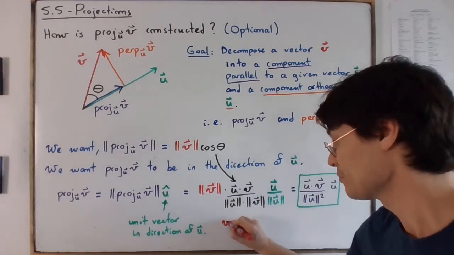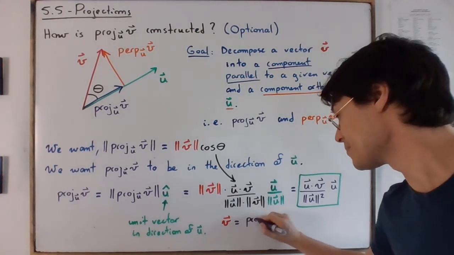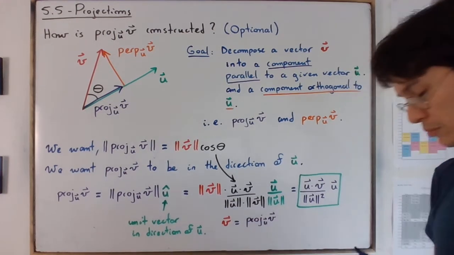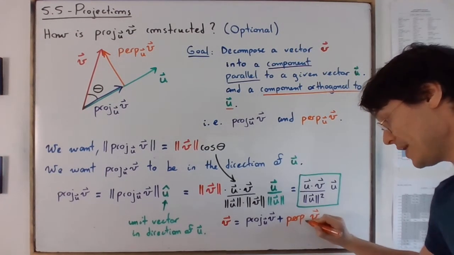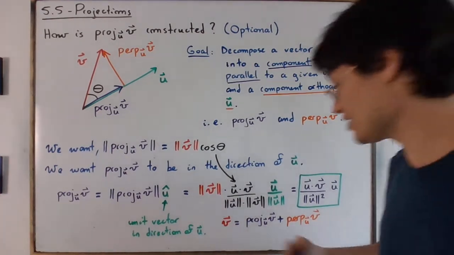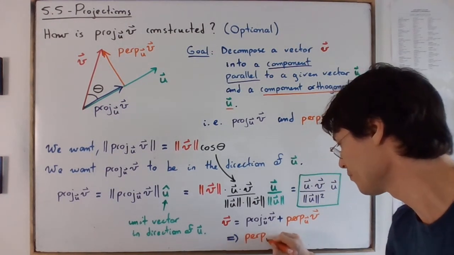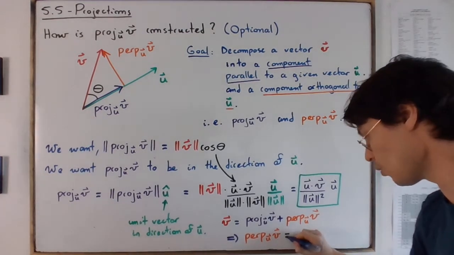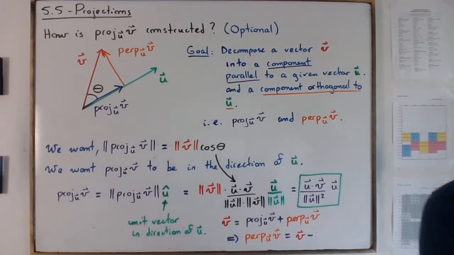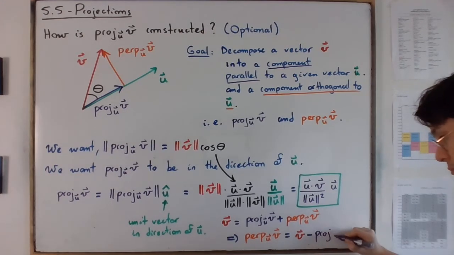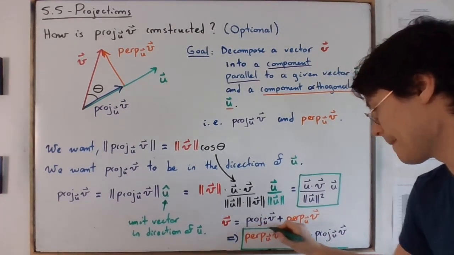Let's just write what we have said. v is equal to the projection plus the perp. And there's no magic formula for the perp, by the way. The way you calculate the perpendicular component is just by subtracting the projection from v. So the perp of v on u is simply equal to v minus the projection. There you go. You have this formula.